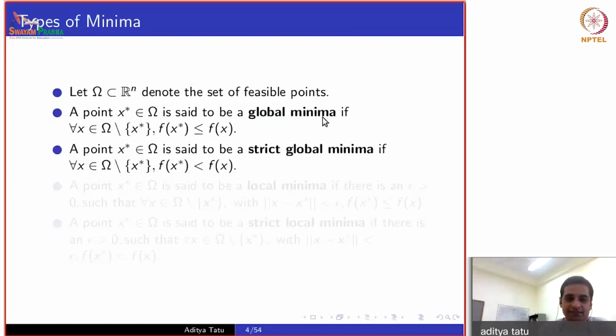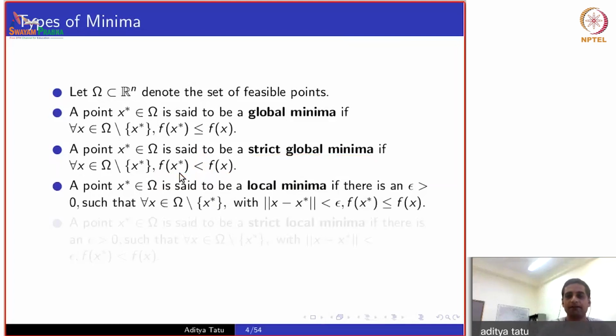You can refine this definition even more. You can have what is called a strict global minima, which means that all other points in the feasible set must have the value of the function strictly greater than the value of the function at the point x star. In that case, it becomes a strict global minimum. And of course, without getting into the details, we would actually want to come up with global minima or strict global minima, whichever the case may be. But you also have a different kind of minima.